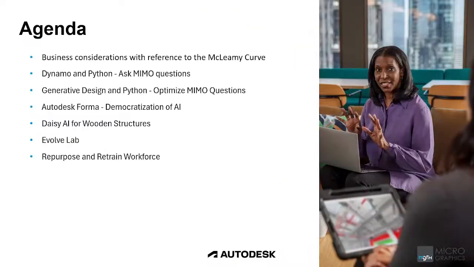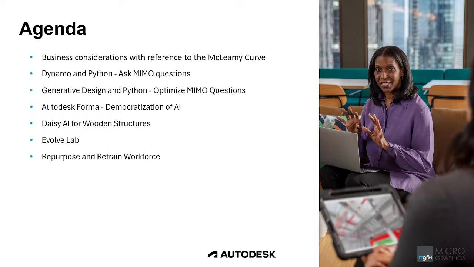On the agenda today, we're going to look at something that we call the McLeamy curve. It's an industry curve that has been developed over the years, and we'll look at the changes that it's bringing about and how, as a business, we can reference our development with regards to our project modeling and our project program based on that curve and the technologies that are available.